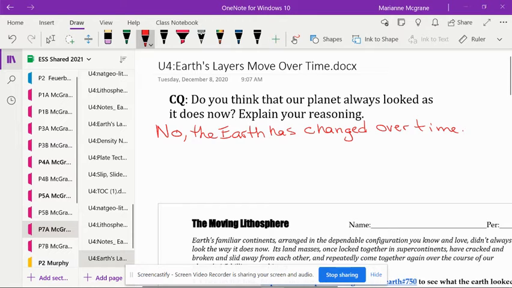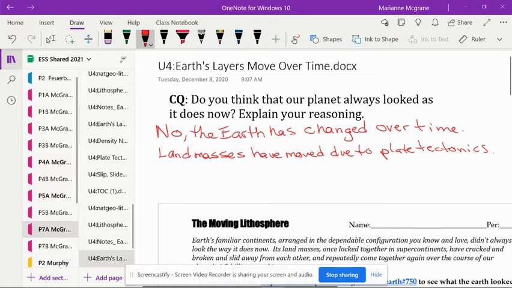So I heard you say lots of things there. I heard you say the way that the continents were moving. I heard you say something about they were all together like a jigsaw puzzle. And then I heard you say something about plate tectonics. So what I'm hearing you say is that the land masses have moved due to plate tectonics. At this particular point in time, do you know why that happens? It's okay if you say no, we've not talked about it yet.